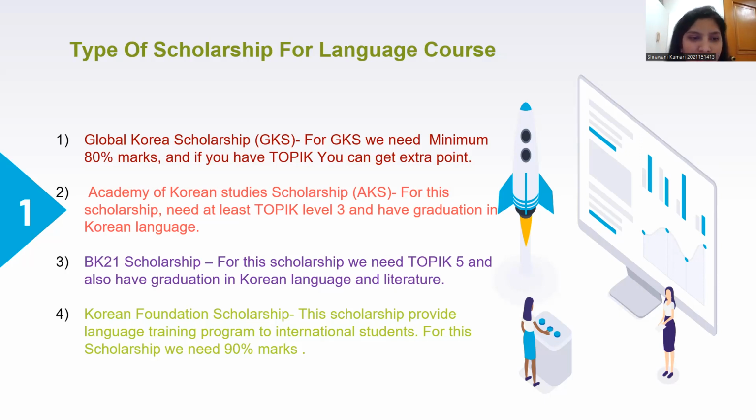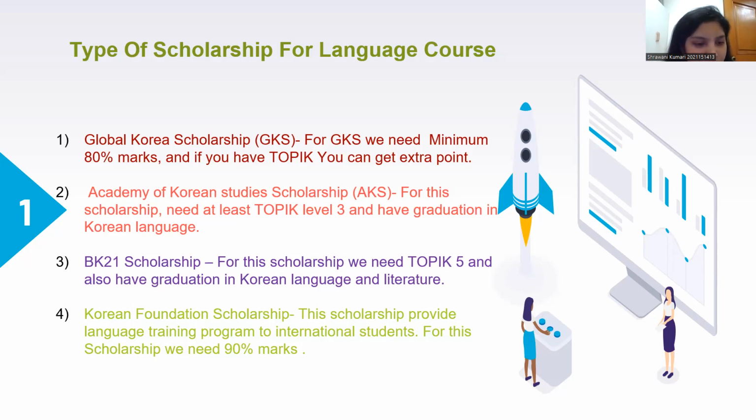And the second one is Academy of Korean Studies Scholarship, which in short form is AKS. For this scholarship, we need at least TOPIK level 3 and a graduation in Korean language. This is basically for the humanities department, for those who want to start studying Korean language or Korean literature or Korean education or international relations, such type of things. If you want to study such type of courses, you can apply through AKS.